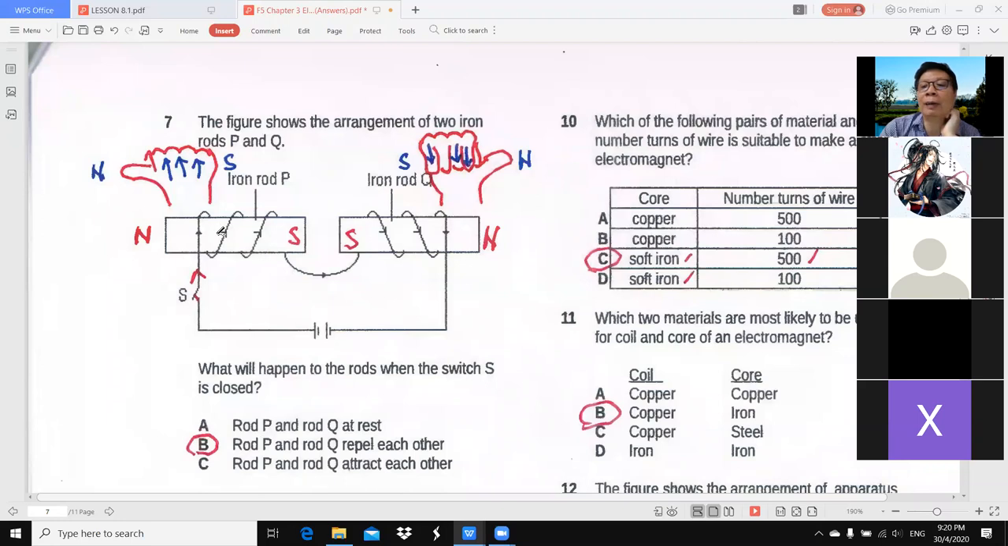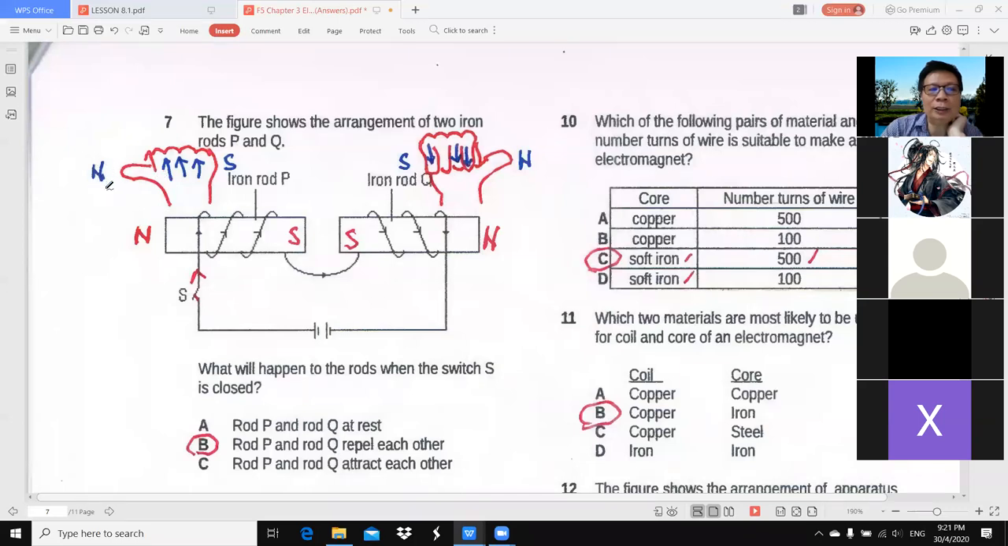Now use the right hand grip rule. This is a solenoid. Use your right hand to hold this solenoid. You must make sure your fingers follow the current direction. The current is going up, so your hand must be like that. You hold it here so that your fingers follow this current direction. Then your thumb points to this side, so your thumb is pointing to the north.